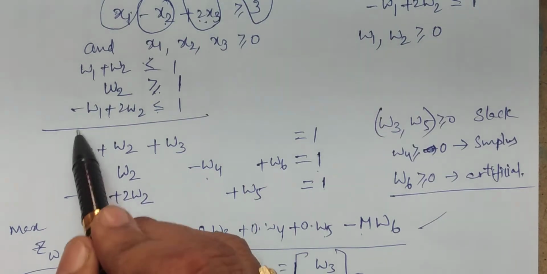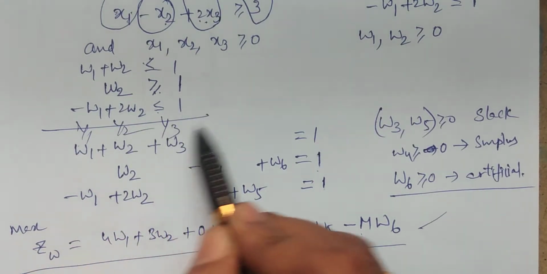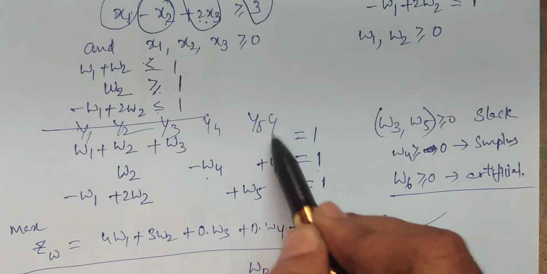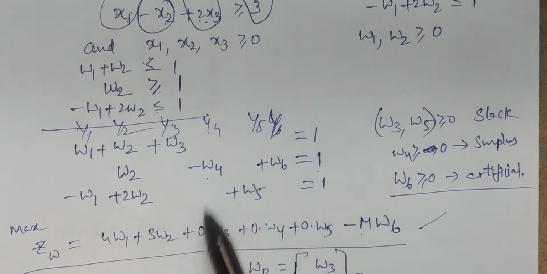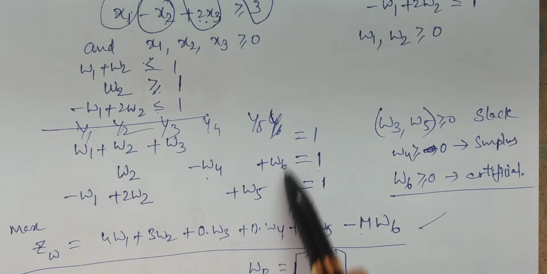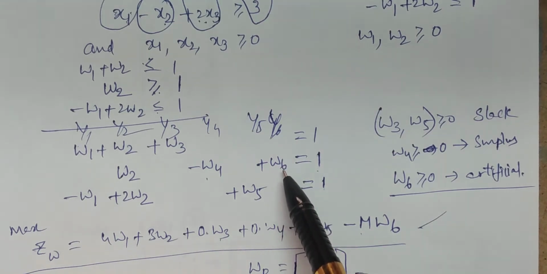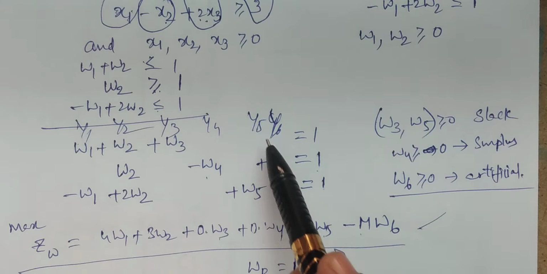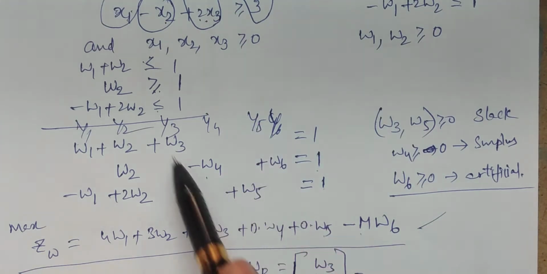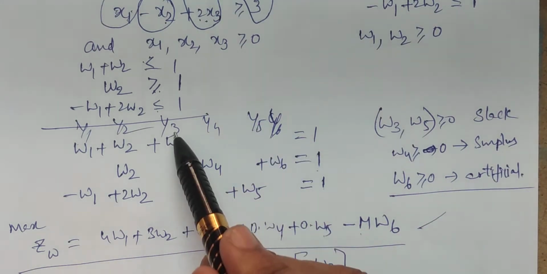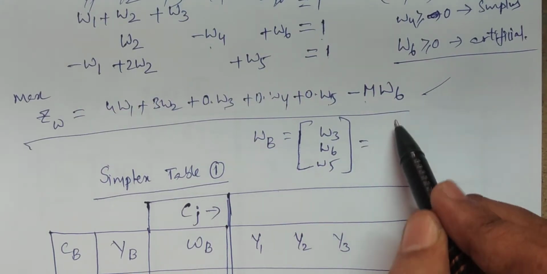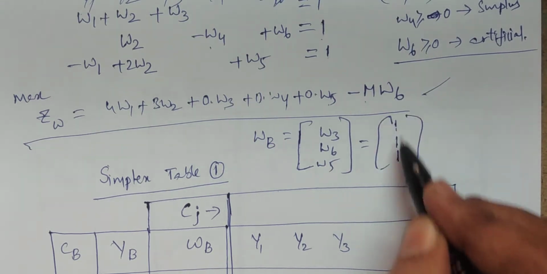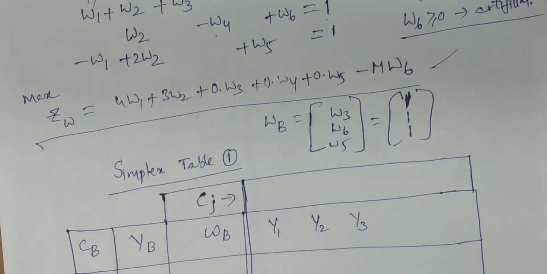If you observe here, this is y1, this is y2, this is y3, this is y4, this is y5, this is y6. Y3 is 1, 0, 0, that corresponds to omega 3 as the variable, and y4 is not in the basis. Y6 is 0, 1, 0, omega 6. And y5 is 0, 0, 1. So 1, 0, 0, 0, 1, 0, 0, 0, 1 are y3, y6, y5. Therefore omega 3, omega 6, omega 5, equivalent to the right hand side constants 1, 1, 1. So this is the initial basic feasible solution. You write it in the first column of the simplex table.